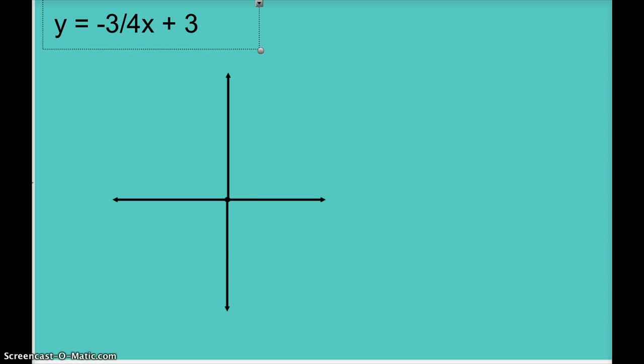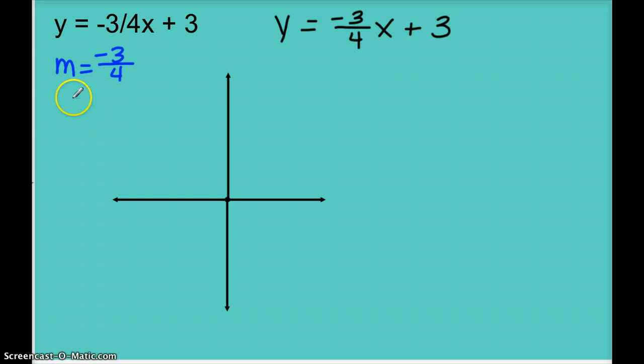Okay, moving on to the next one. Here we have the equation y equals -3/4 x plus 3. And I know some of you would rather see it written like this with that fraction straight up and down, so I'll do that to help you guys. So first thing, let's pick out our slope and our y-intercept. So your slope, the number right in front of the x, is -3/4. Your y-intercept is that other number. So it says plus 3. It's going to be a positive 3.